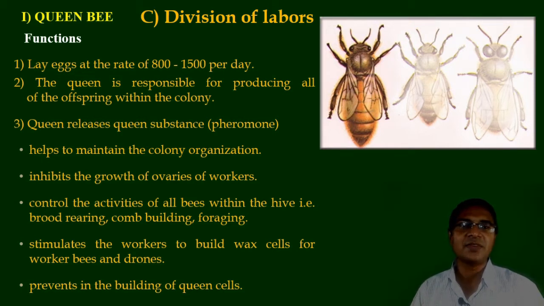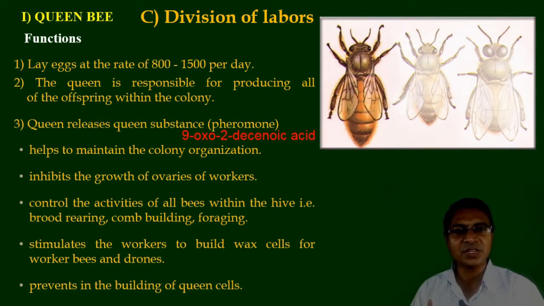The queen releases the queen substance, called a pheromone, which is secreted by the mandibular glands of the queen. That pheromone, especially the chemical content called 9-oxo-2-decenoic acid, performs a number of activities. That queen substance helps to maintain the colony organization or construction of the colony, and it inhibits the growth of the ovaries of the workers here. That is also a very important point.